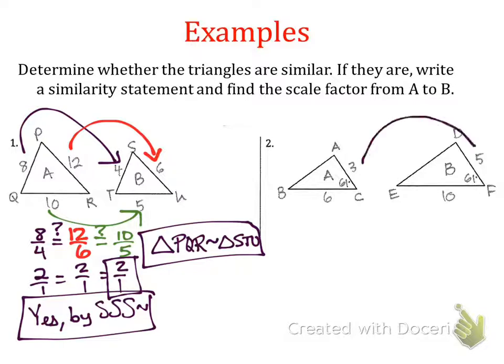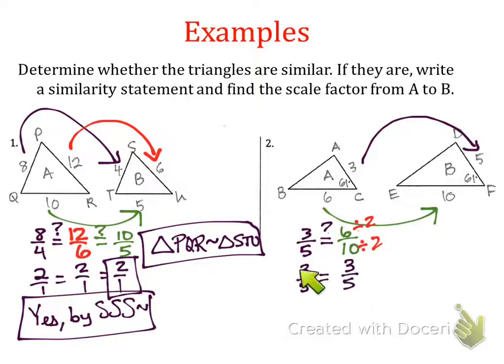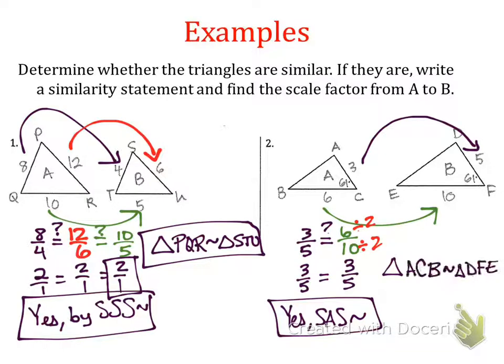So we're going to compare 3 to 5 in relationship to the other 2 numbers, 6 to 10. So 3 to 5, we're asking, is it going to be the same as 6 to 10? Do they reduce to the same thing? They both reduce to 3/5. It's just the first fraction can't reduce because you're dealing with numbers that don't share a factor. They are similar by side angle side, so we're ready to say triangle blah is similar to triangle blah. And then we're ready for the scale factor. The scale factor is the reduced fraction.